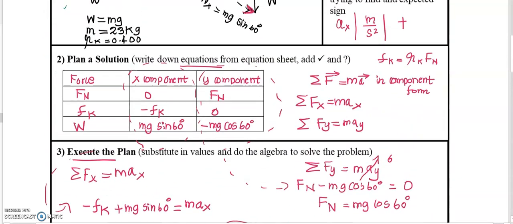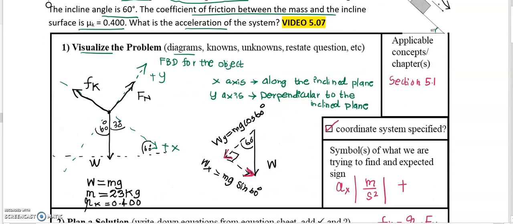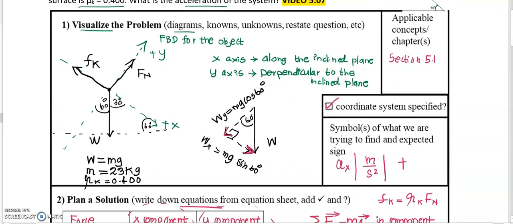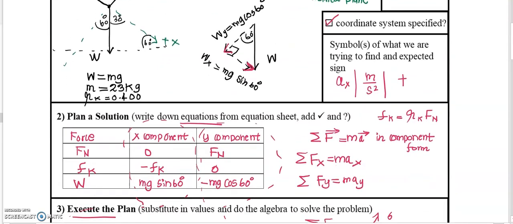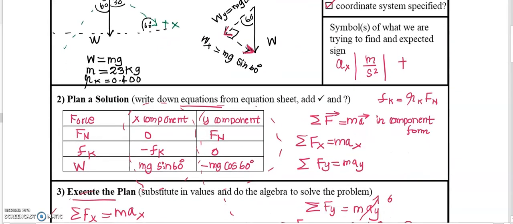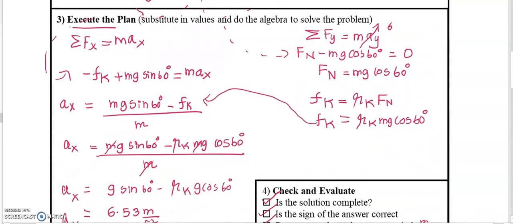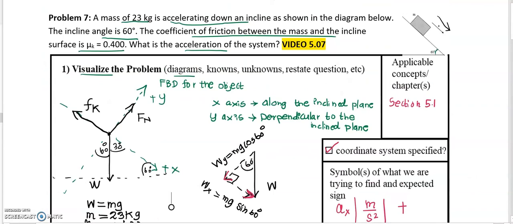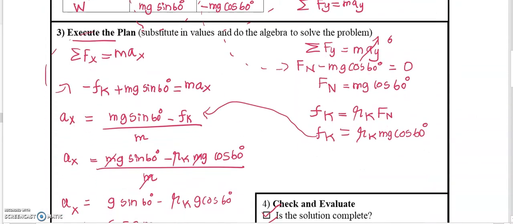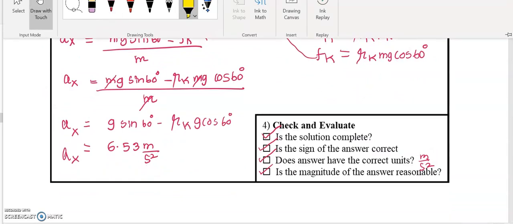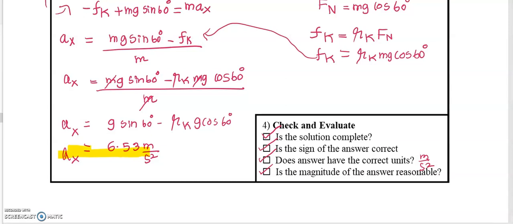Pay attention to the steps. That is the most important thing. You need to see how I approach the question. I started by drawing a free body diagram, and then I identified the x and y components of each force. And then I used Newton's second law in the x direction and y direction. And after that, I calculated the acceleration of the system. I got 6.53 meters per second squared.